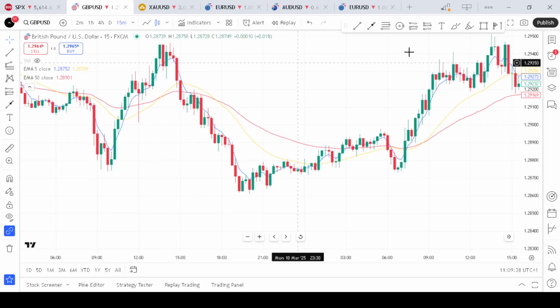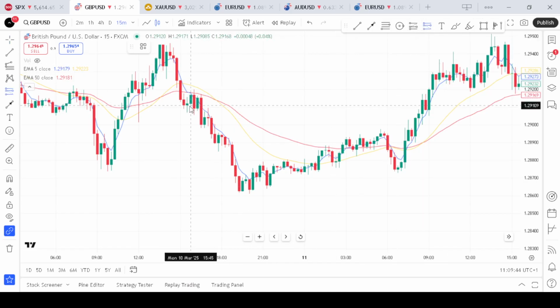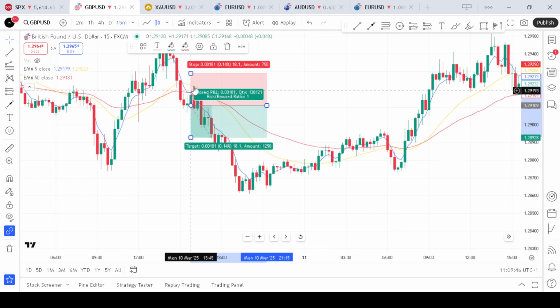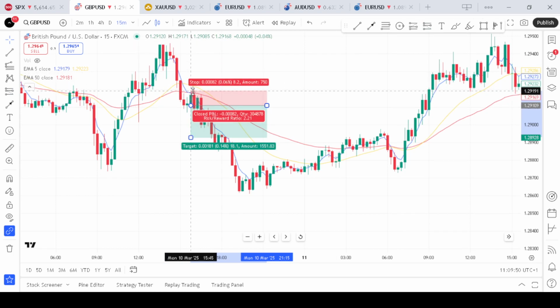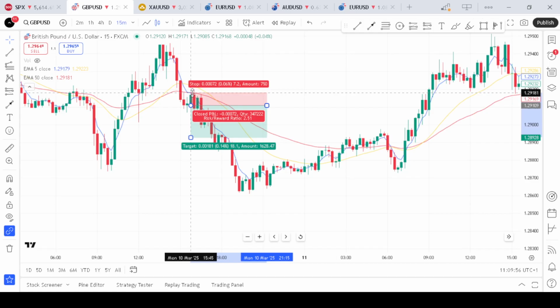So when we see the alignment and the crossover, we can enter when price comes back to retest the EMA, either the fast moving EMA, which is the 5 EMA, or the medium moving EMA. When price comes to retest, we enter our trade and we set our stop loss.